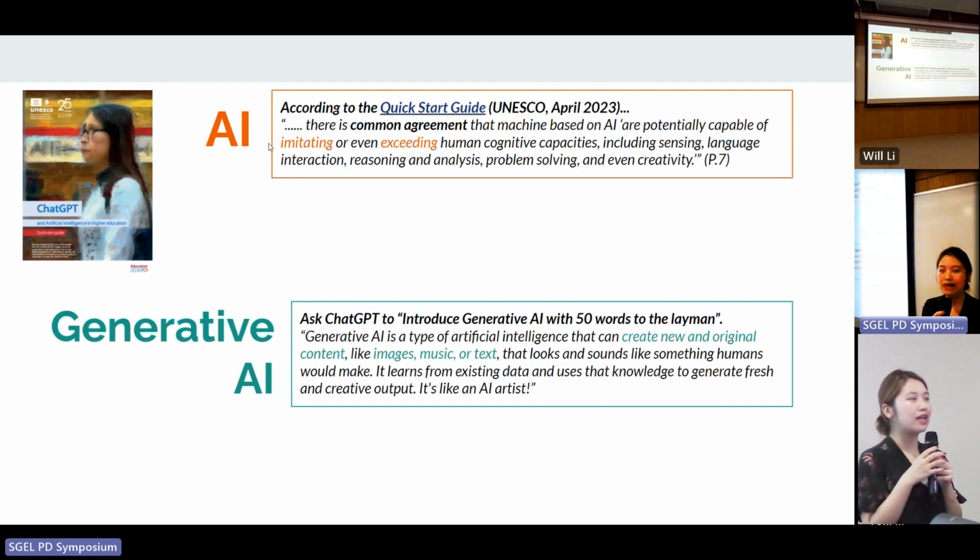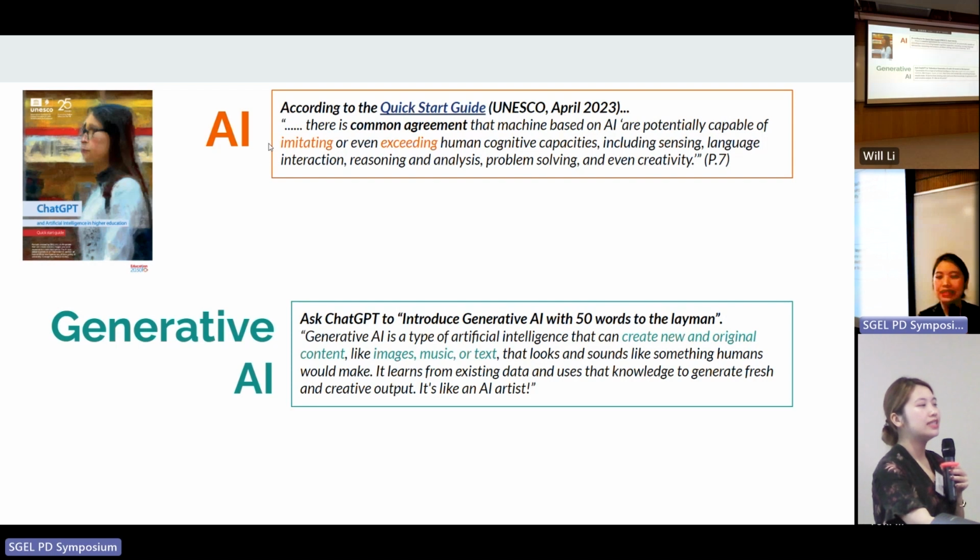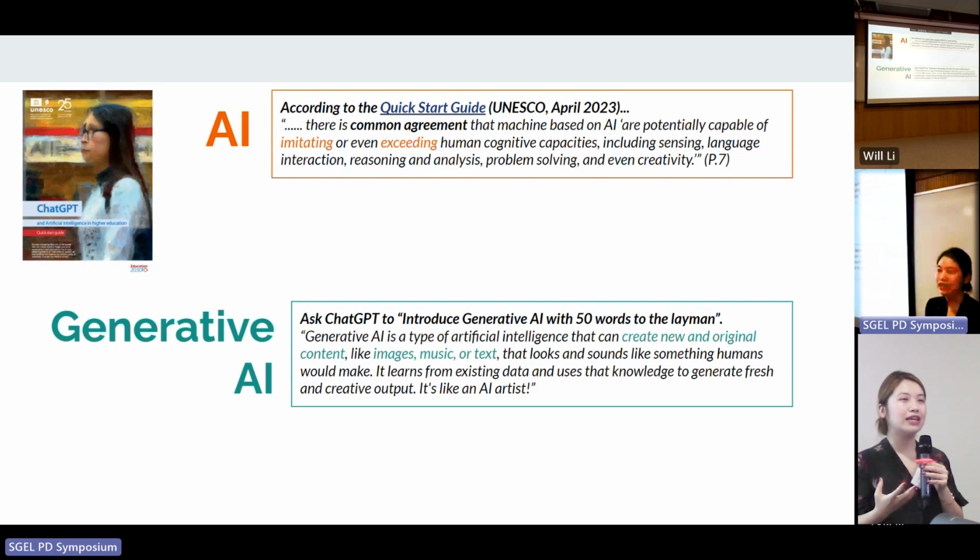and they give not a definition but a common agreement that says AI machines are potentially capable of imitating or even exceeding human cognitive capacities, including sensing, language interactions, reasoning and analysis, problem solving, and even creativity. To be honest, to a person who doesn't have any CS background, I still had no idea what it is.